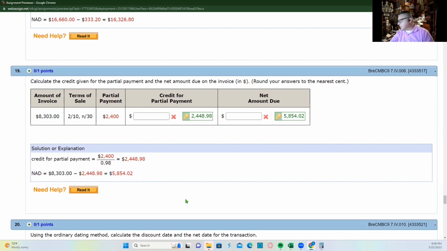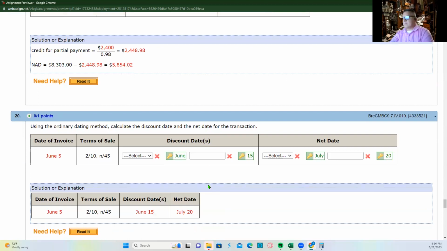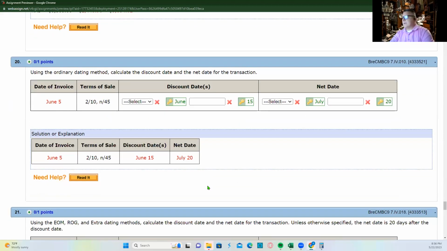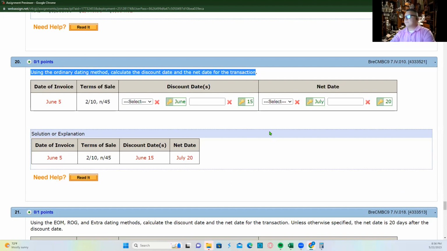Okay, so I'm going to pause for a minute. Do we have any questions on the credit for partial payment? Nope. Then we figure it out. Now here's one. Using the ordinary dating method, calculate discount date to next date for transaction. Now, here's the shortcut that I'm going to use. And this is one of the other reasons why I had Excel up.